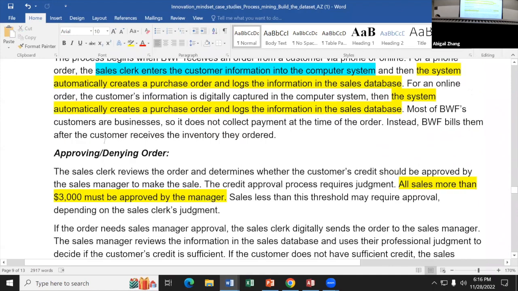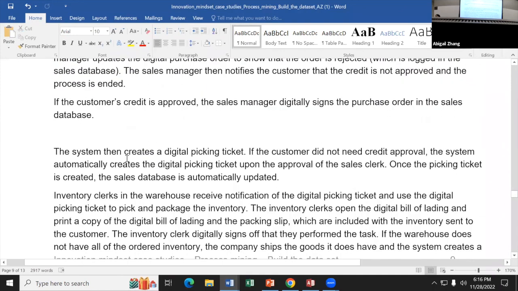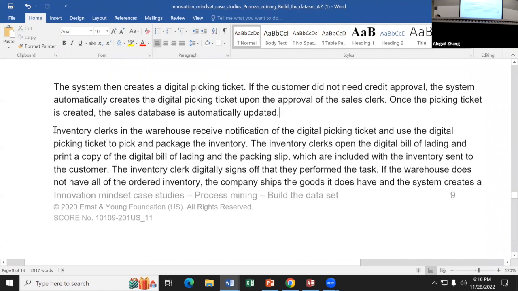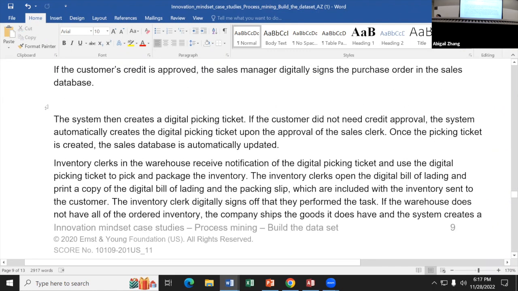So after this order is approved, the system will create a picking ticket. A picking ticket is just a document that describes, let's say Jaden ordered 10 computers. And now the picking ticket will say, now inventory guys, you have to pack 10 computers for Jaden. So that's called a picking ticket. Once the picking ticket is created, the database will be updated. So let's say these two sentences are about creating picking tickets.